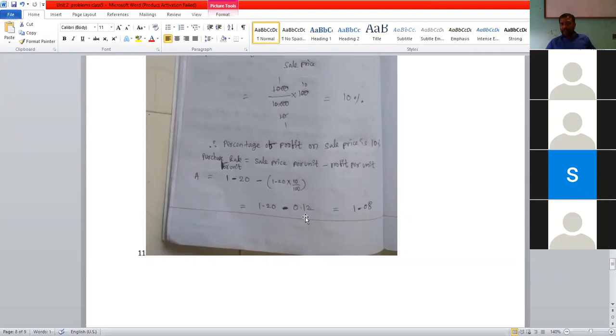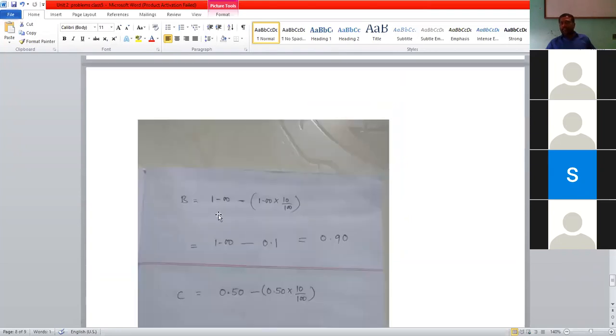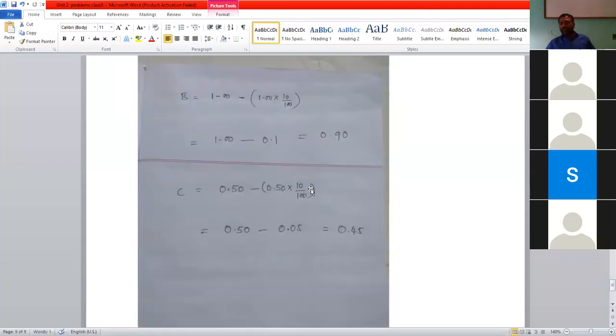If you subtract 0.12 from 1.20, their purchase rate per unit is 1 rupee 8 paise. And then for B similarly, 1 rupee, 10% profit means 0.1, subtracting gives 0.90. Then for C, 0.50, the profit here is 0.05. You'll get 0.45 as the purchase rate.